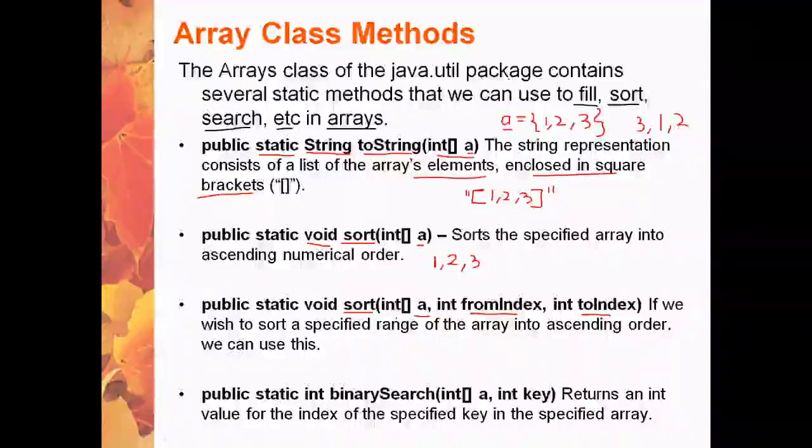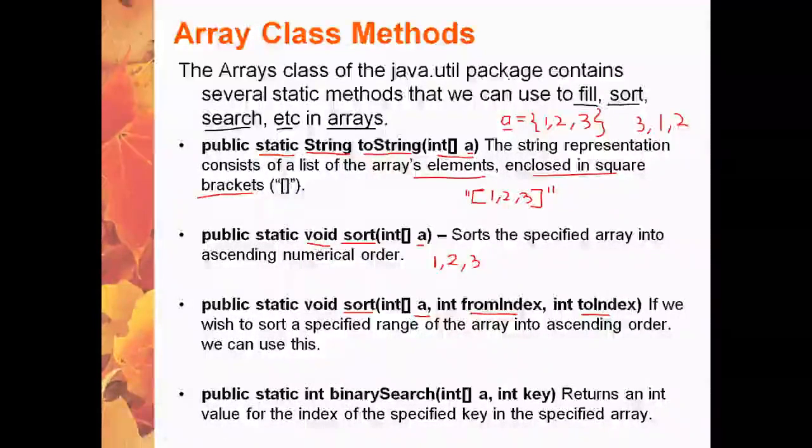If you have say 10 elements in your array, and you don't want to sort all the 10 elements, you want to sort only the last 5 elements, then you have to specify the fromIndex as 5 and the toIndex up to the last element, so that only those elements from index 5 to index, say, 9 will be sorted. And for that purpose you can use this particular sort method.